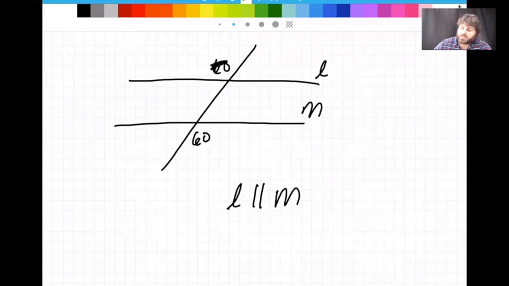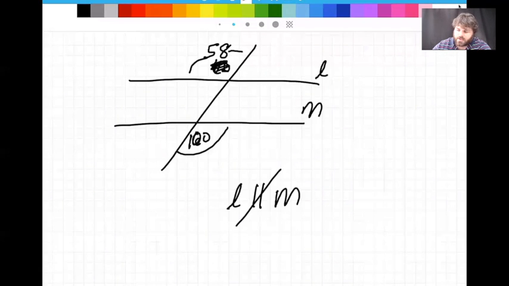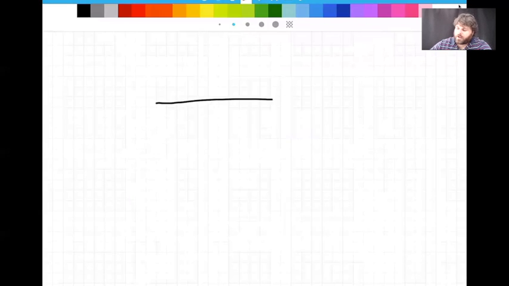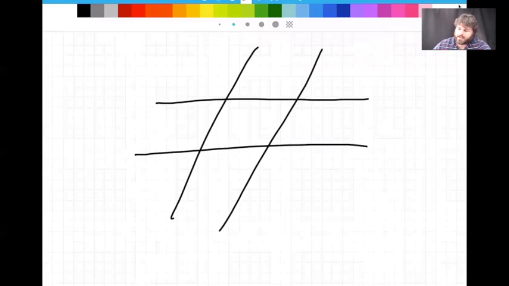Alternately, maybe this wasn't 60, maybe this was 58. What do you know? Well, I actually know that line L is not parallel to line M because those should have been equal. These are actually my obtuse angles, so it's kind of bad I put 60. Maybe I should put 100 or something, and this is 98. But because my obtuse and my obtuse aren't equal, that tells me that these lines are not parallel. Now the other thing that they'll do is they'll give you two sets of parallel lines like this.